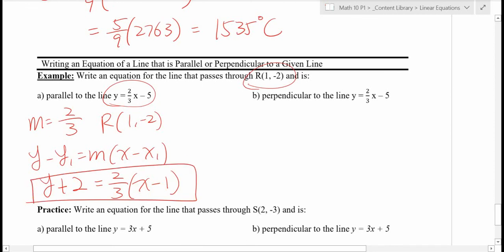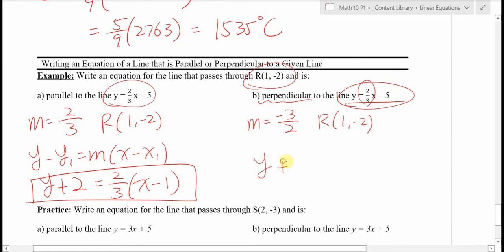Whereas for part B, it's very similar, except it's perpendicular. Recall, if you have a perpendicular line to this, then the slope would be the negative reciprocal of this line. The slope here is 2 out of 3, so the negative reciprocal would be negative 3 out of 2. So again, we now know the slope, and we know that it goes through the point 1, negative 2. We then have the equation y plus 2 equals negative 3 over 2 times x minus 1. And there is your equation.